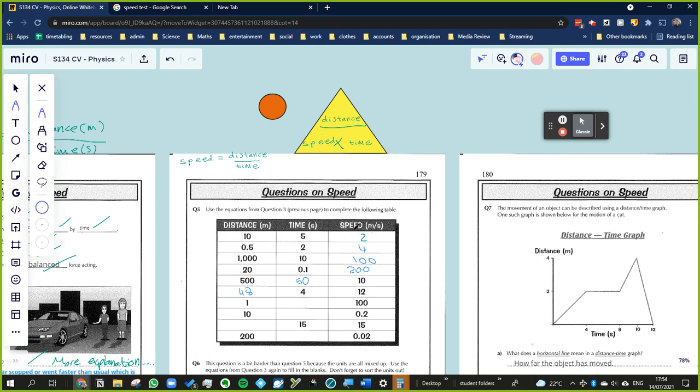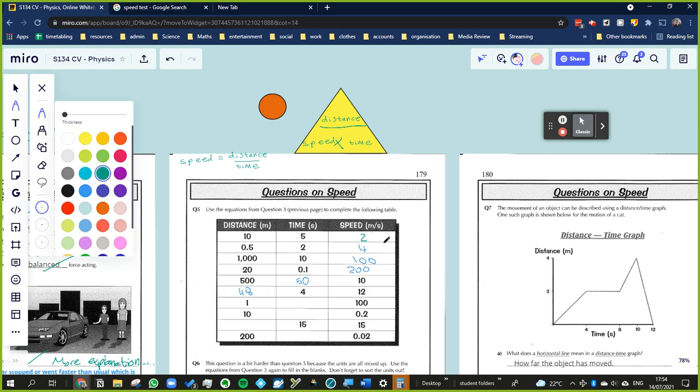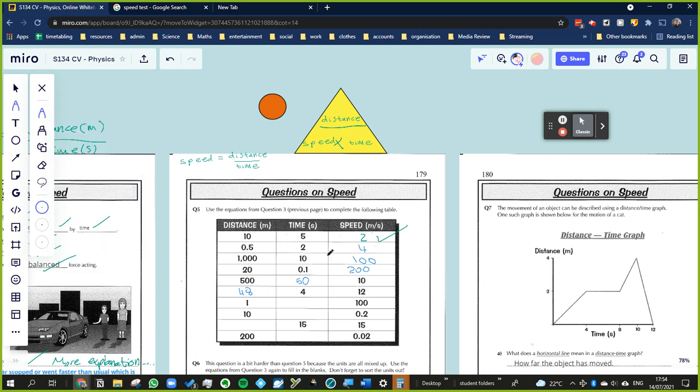So let's have a look at how we did here. Speed is distance over time, 10 divided by 5, 2. 0.5 divided by 2 isn't 4, that would be 2 divided by 0.5. 0.5 divided by 2 would be 0.25, so it gets smaller again. 1,000 divided by 10 would be 100. 20 divided by 0.1 is 200, this time it does get bigger. 500 divided by 50 is 10.